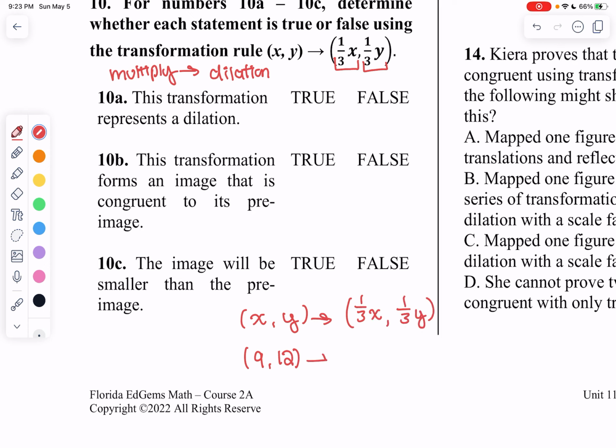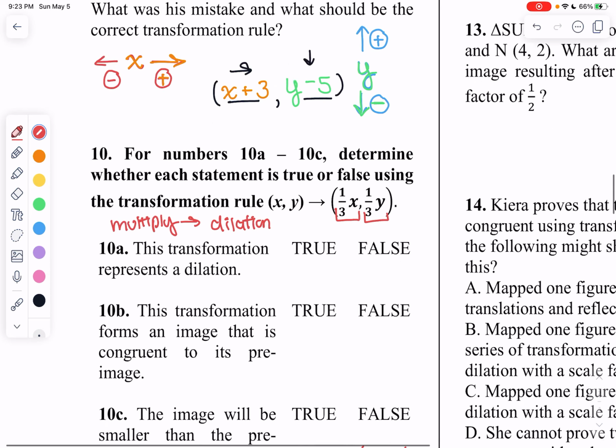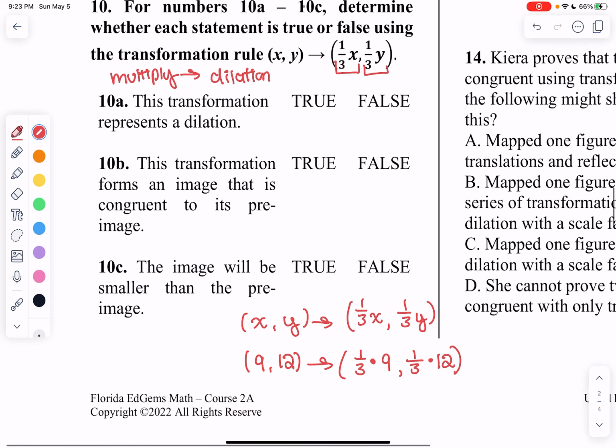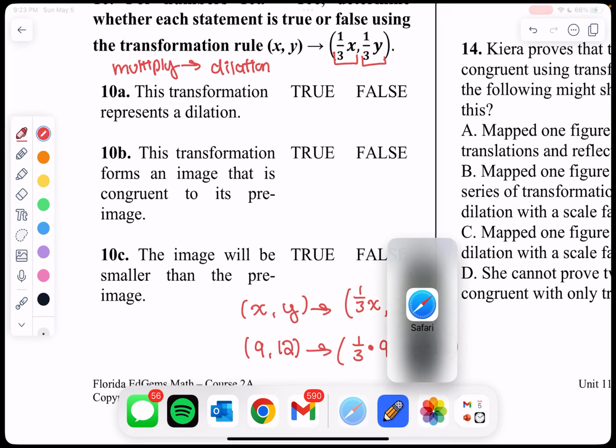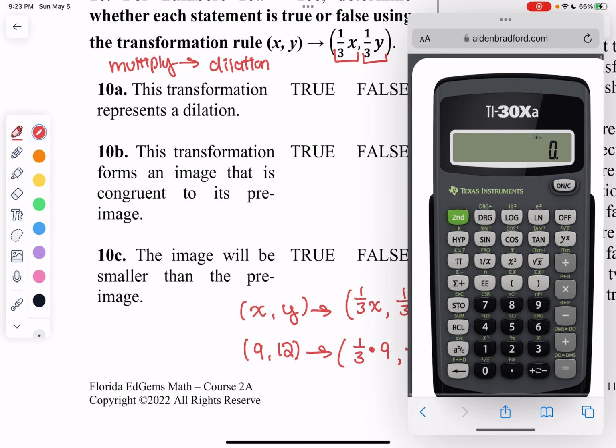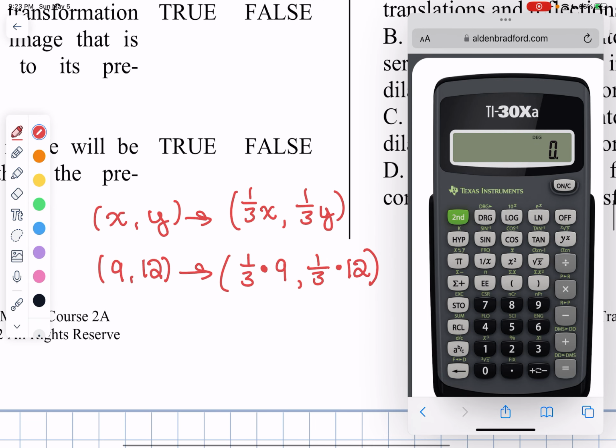Well, I would want to transform it 1/3 times my x, which is 9, and 1/3 times my y, which is 12. Check out this pro move. I got my calculator right here, people. So I'm going to put this in my calculator.